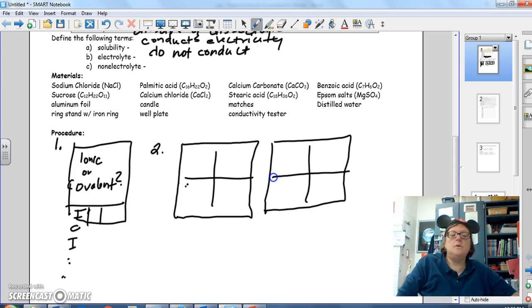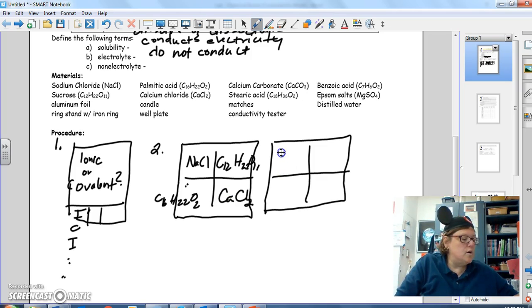And you'll need to come up to the lab station. But before you do that, let's label the 8 compounds. So one of them is sodium chloride. One of them is sucrose, table sugar. One of them is palmitic acid, C16H32O2, and calcium chloride, CaCl2.